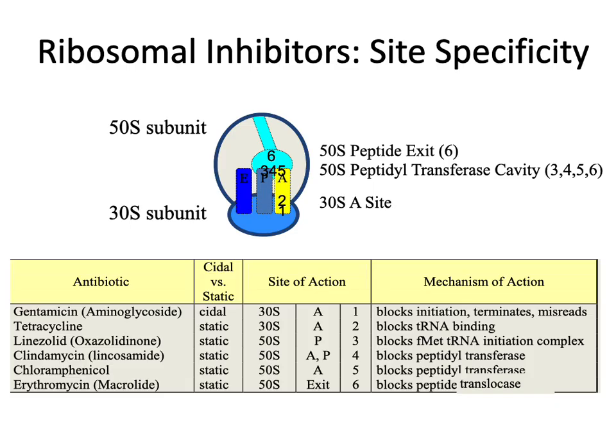And I believe this is the last slide showing the site specificity of the ribosomal inhibitors. We talked about aminoglycoside, tetracycline, linezolid, clindamycin, chloramphenicol, and erythromycin. The first two are on the 30S, the others on the 50S. The first one is cidal, all the others are static. And here you have the mechanism of action that we mentioned before and pointed out in the figure here.